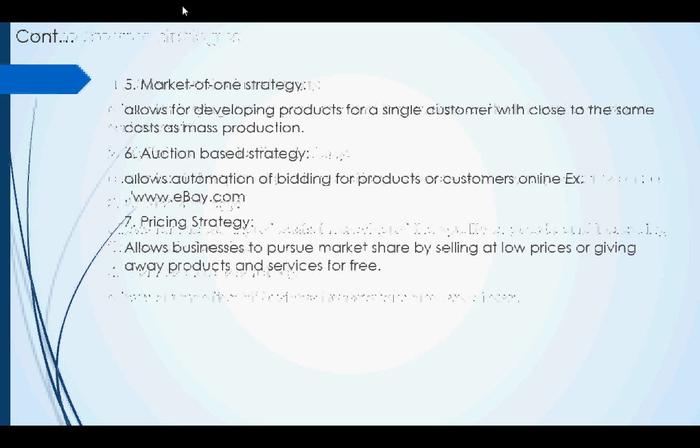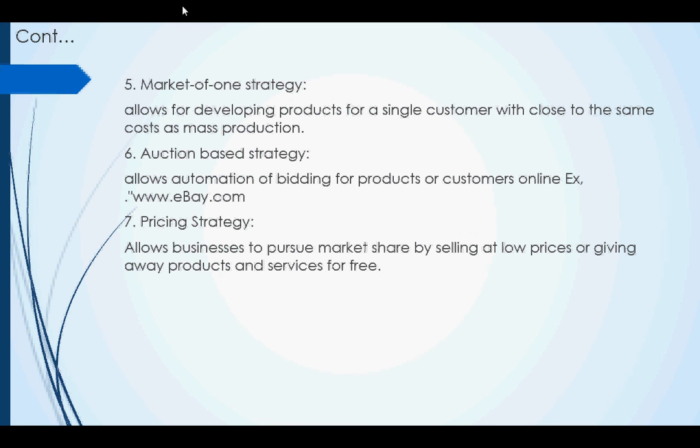Market of one strategy, it allows for developing products for a single customer at close to the same costs as mass production. Auction based strategy, it allows the automation of bidding for products or customers online. Example, a platform like www.ebay.com. Pricing strategy, it allows businesses to pursue market share by selling at low price or giving away the products and services for free.